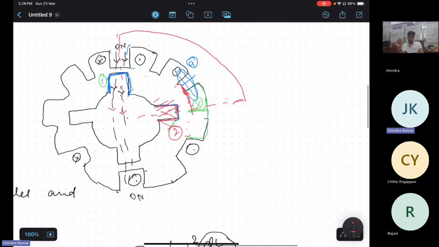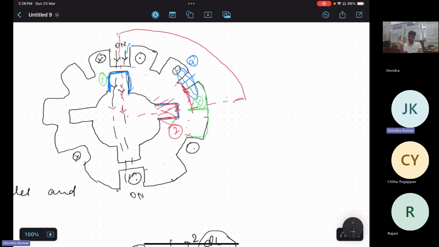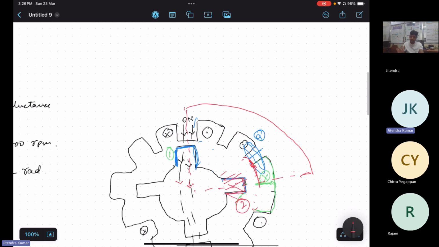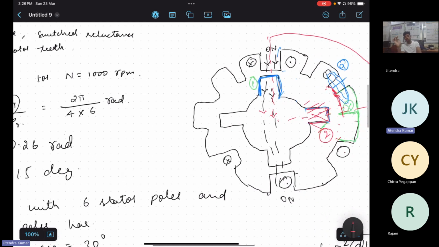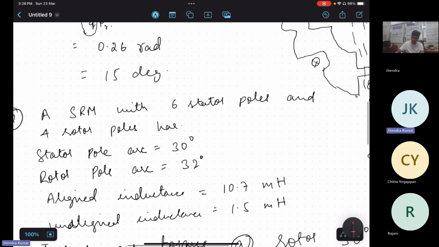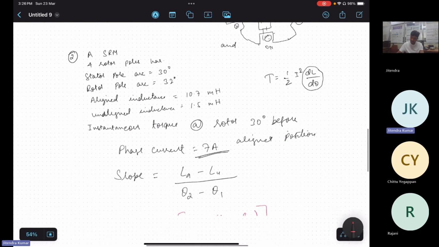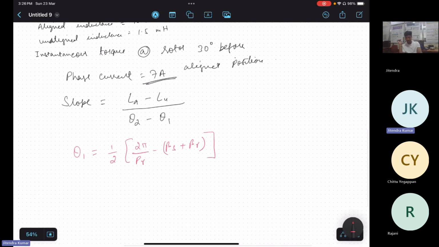So that is why we have to reduce the stator tooth pole arc and the rotor tooth pole arc in between them, and it is how much? For an 8 by 6 SRM, we have to reduce from that, and then we have to calculate, and from there only this expression has been derived. Okay, any doubt till now?